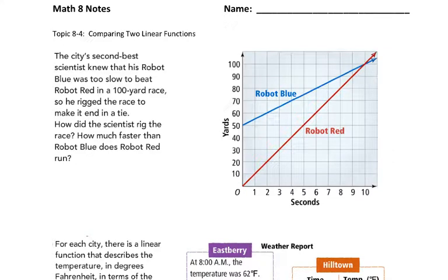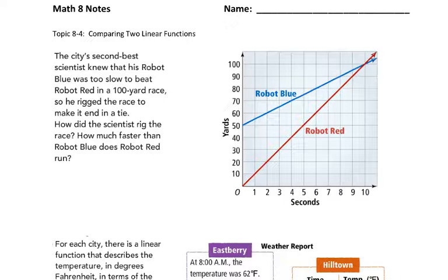In Lesson 8 from digits, we're going to compare two linear functions. If you take a look at the graph there, it describes a blue robot's yards per second and a red robot's yards per second in a contest. We are supposed to find how the scientist rigged the race because he knew that his blue robot was too slow to beat the red one.